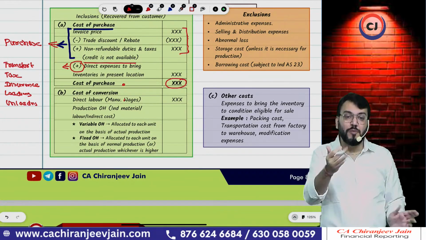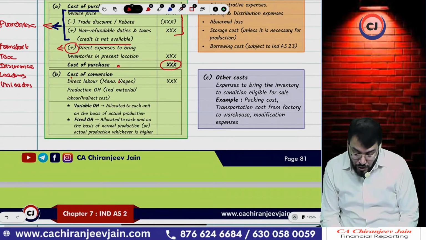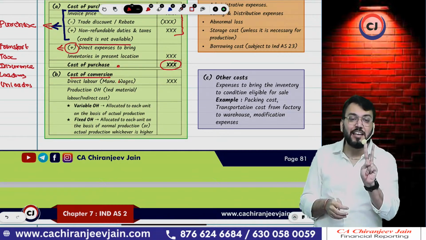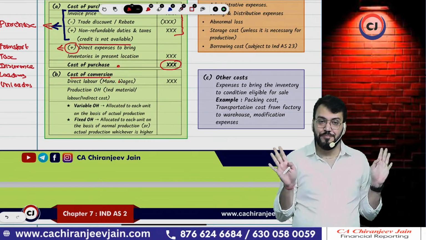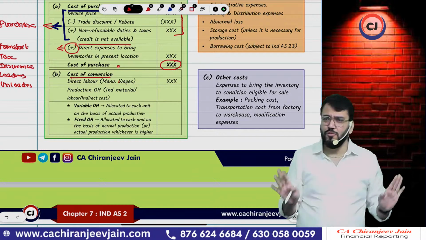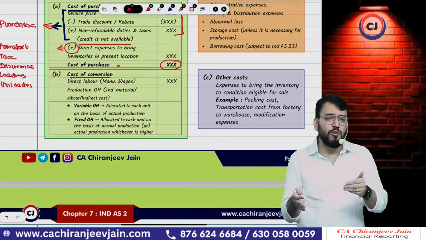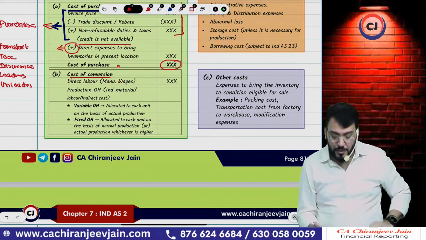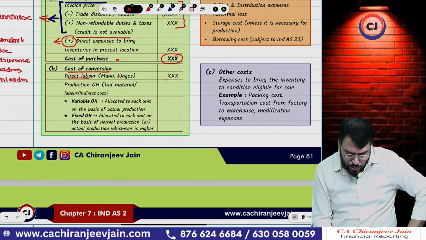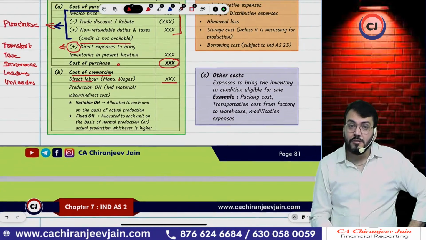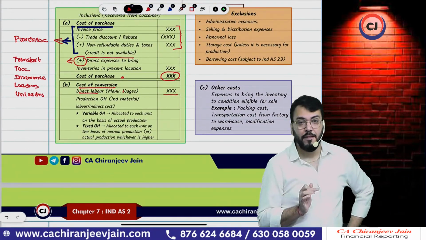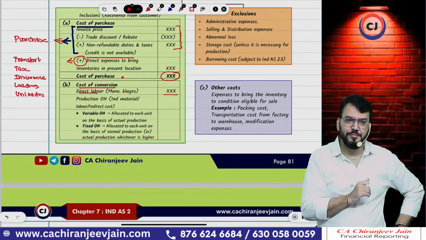So we'll add cost of conversion. What is included in cost of conversion? There are two items: one is direct labor, one is production overhead. Direct labor, you know, all the manufacturing wages which you are paying to direct labor are direct labor cost. So direct labor, I think nothing to explain. Now production overhead, what do you mean by production overhead? Production overhead means what?